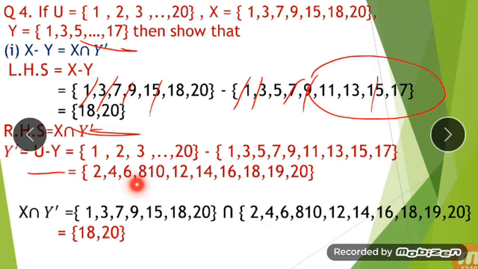So let's see, if we subtract all the odd numbers till 17, we will get only even numbers till 18. Then since there is no 19 here, 19 will come from here, then 20 from here. This is Y complement. Now we are going to take the intersection of X with Y complement. This is X set, this is intersection, and this is Y complement. You can see that 18 and 20 are the common elements. So here left hand side is equal to right hand side, and here we are done with exercise 5.2.